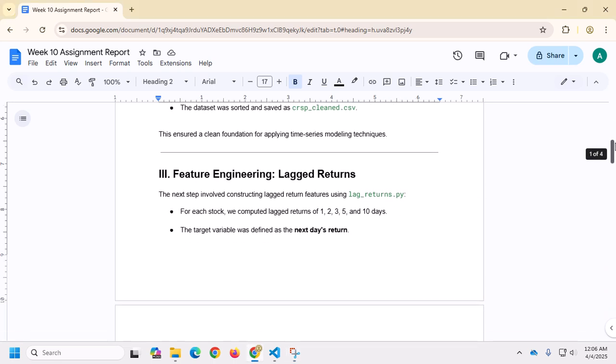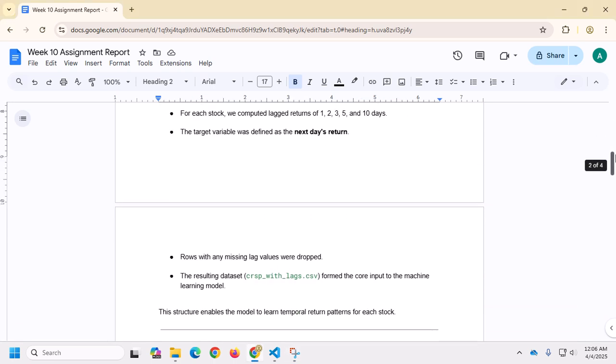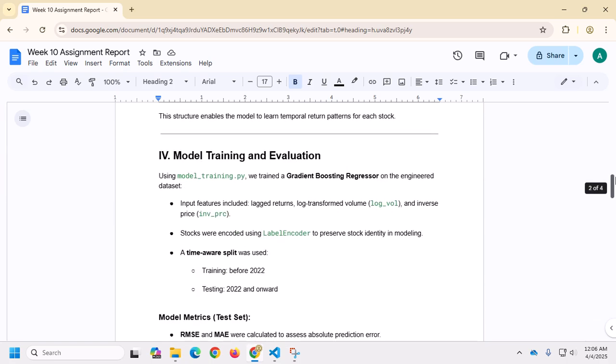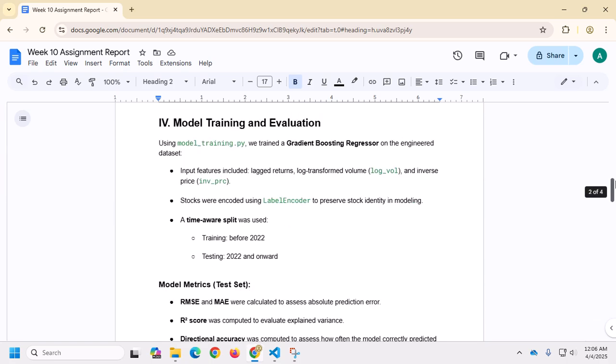The target variable was created, which was the next day's return. And so that was saved. And then we move on to the model training and evaluation. In this one, I started off with the random forest, but that wasn't giving me a really good result. So I had to go with the gradient boosting regressor, which is another machine learning algorithm, which you would already know. Just mentioning it right over here.